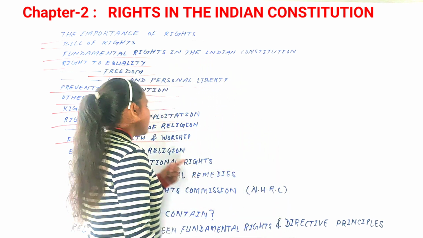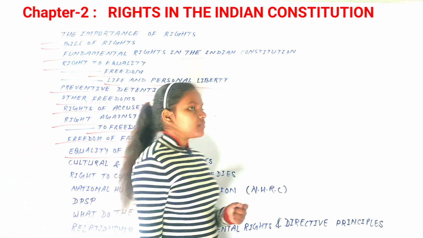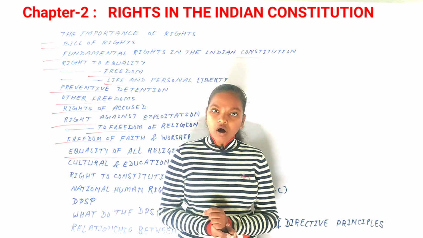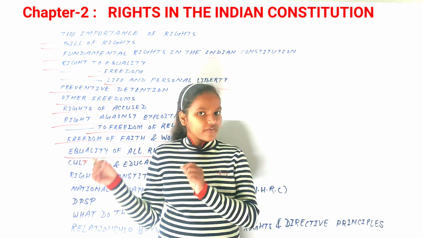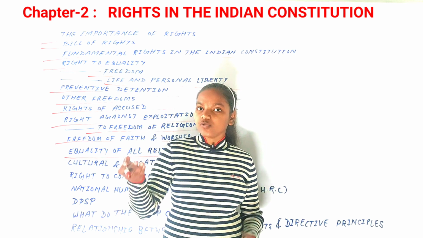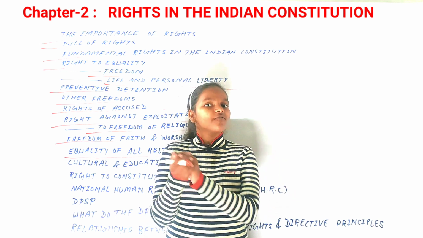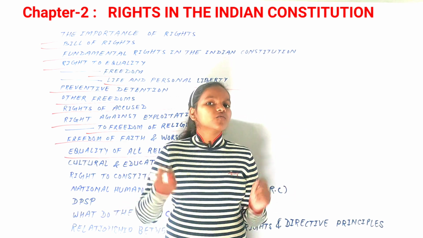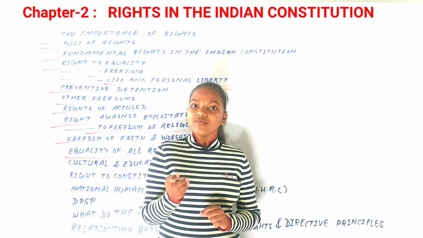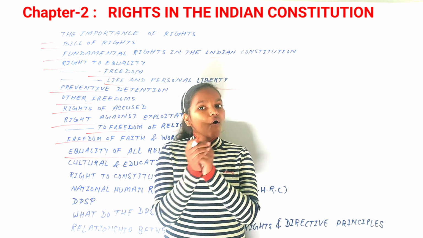Then the next right here we have is equality of all religion. Now, you do know that India is a home to a lot of religions. Like Hinduism, we have Islam, the Sikh religion, then we have Buddhism, Jainism as well. So we do have a lot of religions in our country. So it is our responsibility that we should have equality for all the religions.